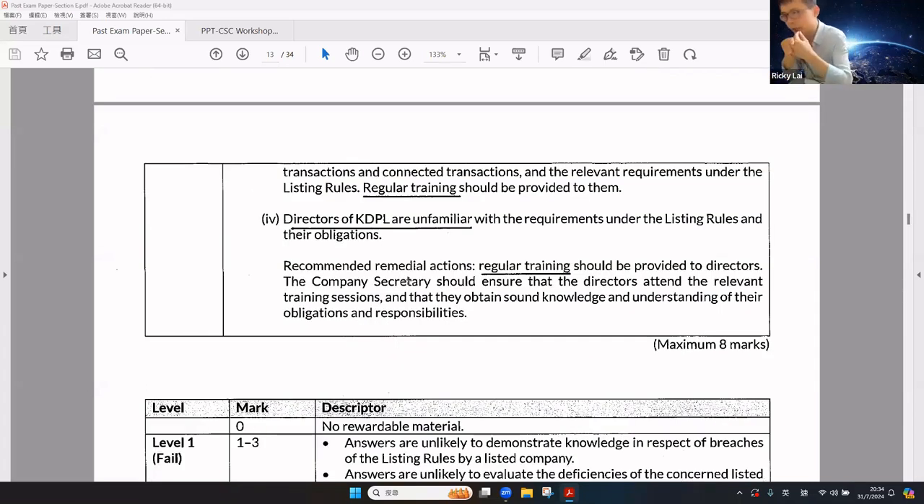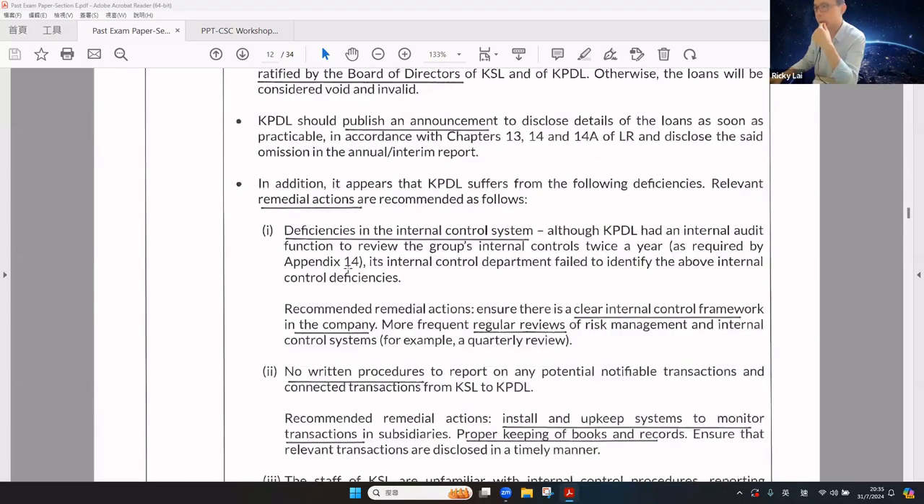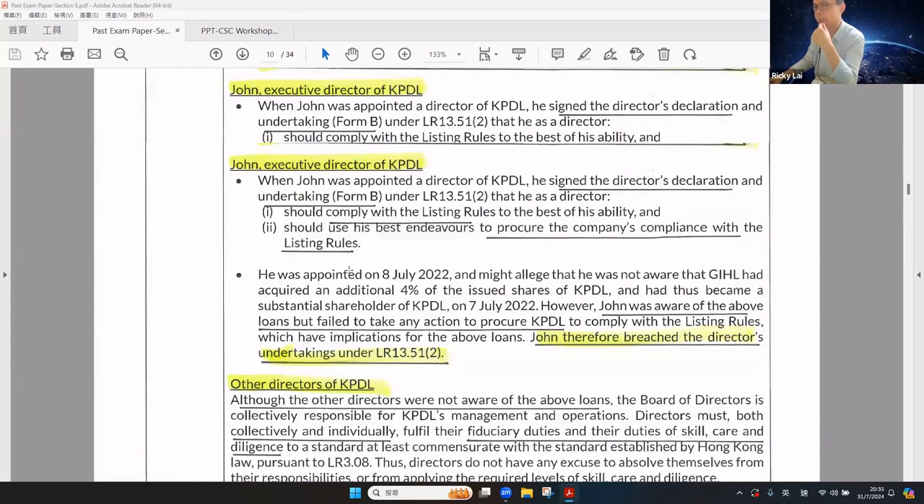Okay, finally, director training. Because the director of listed company are unfamiliar with the listing rule and their obligation, your recommended remedial action should include director training, which the company secretary should provide regular training to the board and ensure that the director attend the relevant training section and they obtain the sound advice and their understanding of their director duty, obligation, and responsibility.